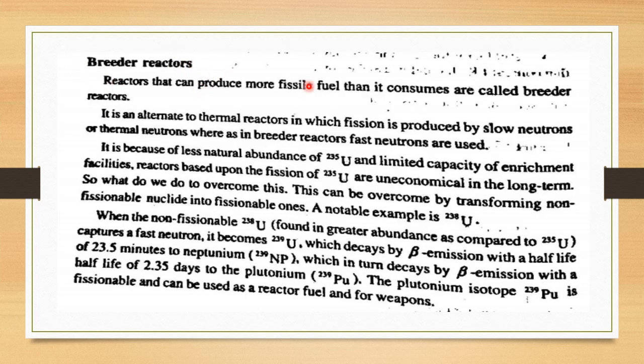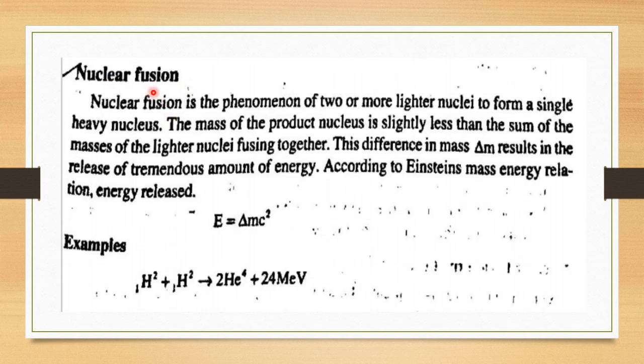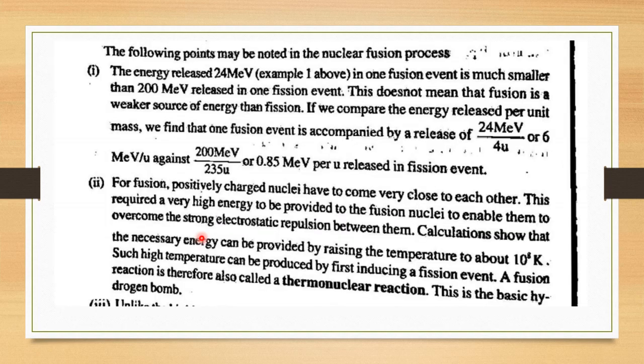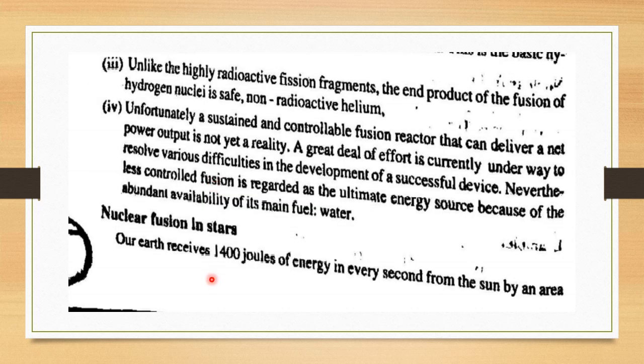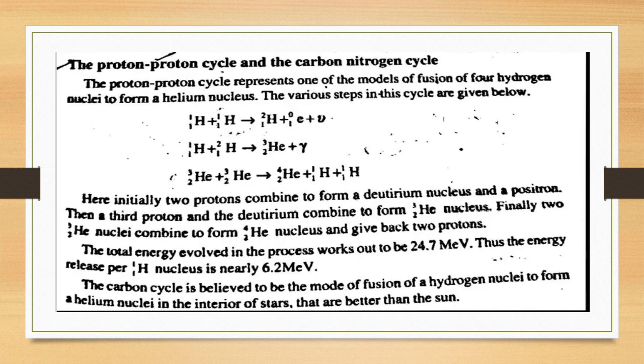Next is the breeder reactor. Here, in the presence of fast neutrons, such reactors work. You go through this. This is different from the usual thermal reactors. Next is the nuclear fusion reaction. Important: nuclear fusion in stars. The proton-proton cycle and the carbon-nitrogen cycle resulting in fusion.